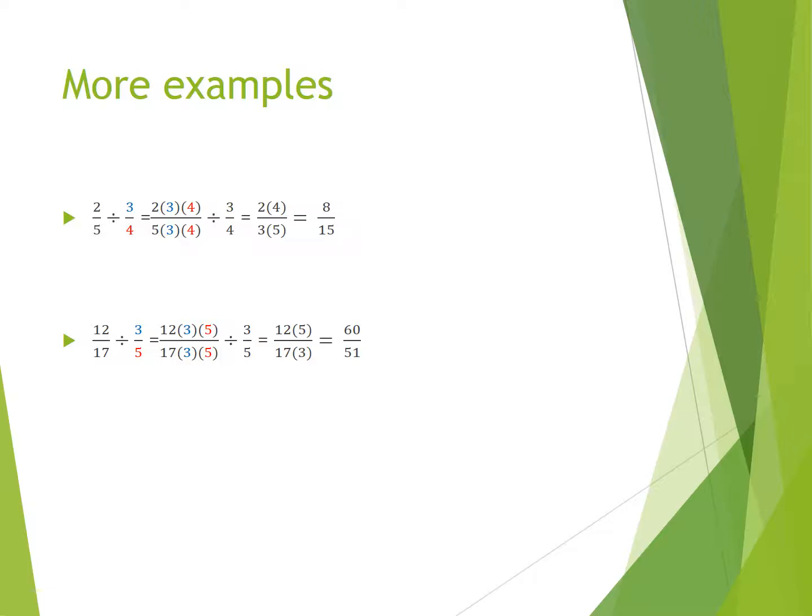I divide by the 4. That leaves me the 5 and the 3. So 2 times 4 is 8. 3 times 5 is 15. 2/5 divided by 3/4 is 8/15. Let's do another one.